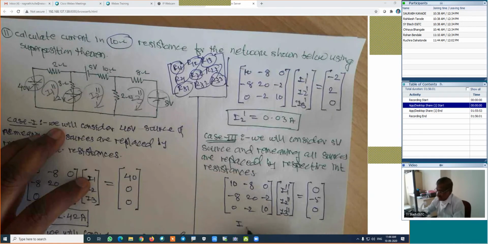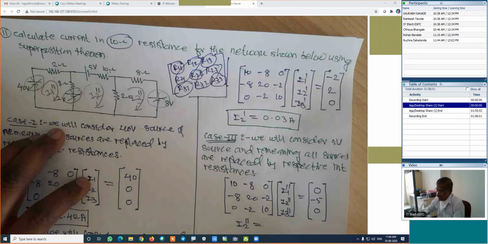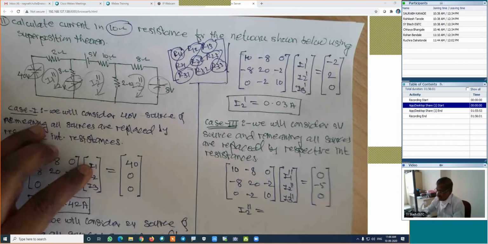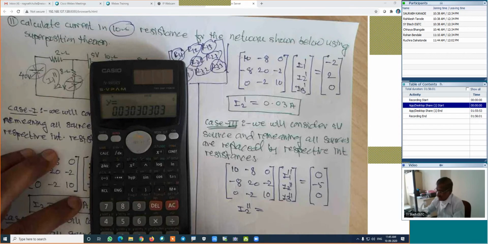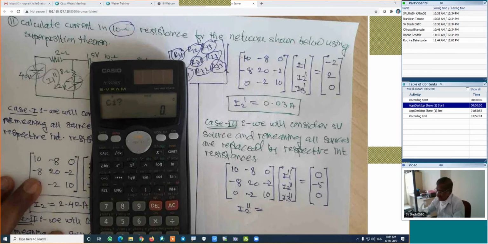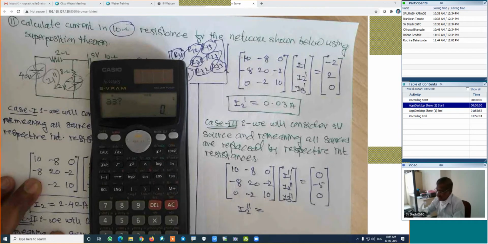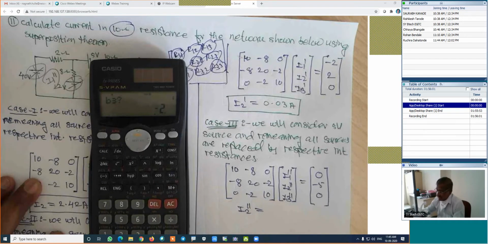In this case, we are interested in I2 double dash. I will use the calculator. Everything is available in the calculator. This is 10, the next is -8. C3 is 0, then it has to be 0. This is 0, then -8, then 20, then -2. Then the next value, D2, is -5. Then A3 is 0, then -2, then 10, and the last value is the constant, which is again 0.